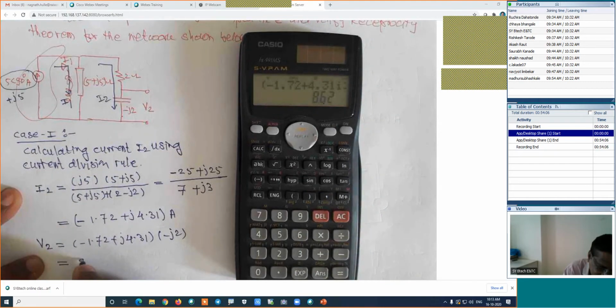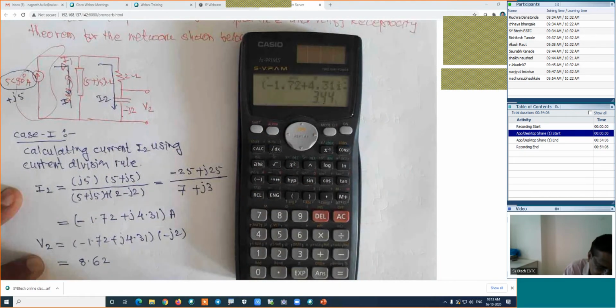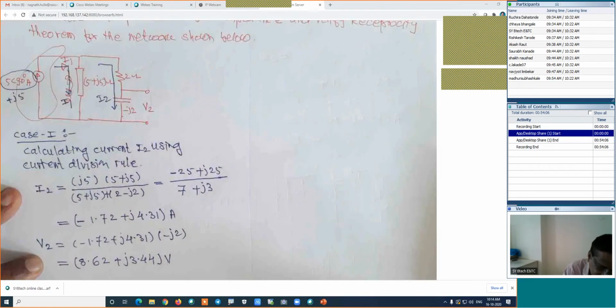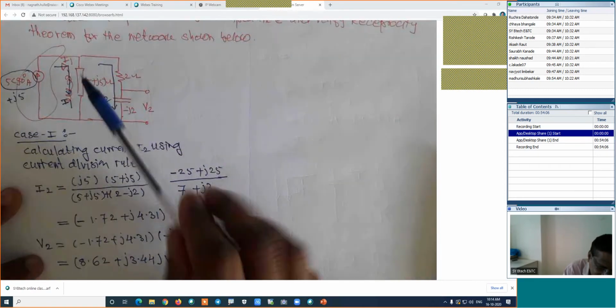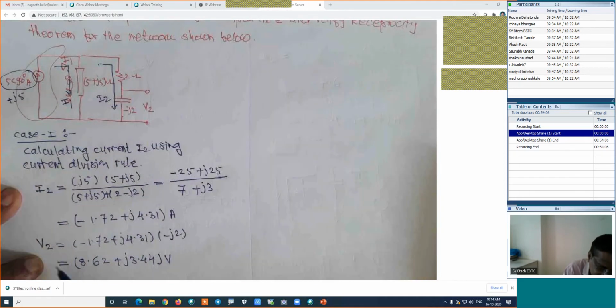This is equal to 8.62 as the real part, and the imaginary part is plus j3.44. This is 3.44 volt, the value of the voltage V2. Is it right? What was the first part of the problem? Calculate voltage across minus j2 ohm impedance. This is the voltage across the minus j2 ohm impedance.